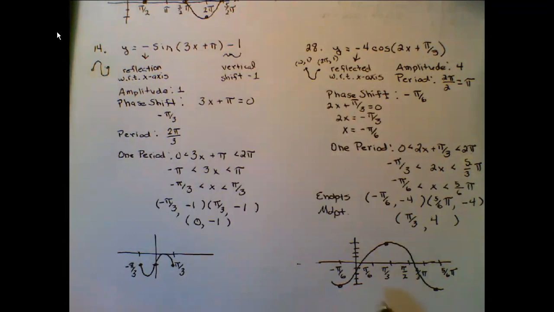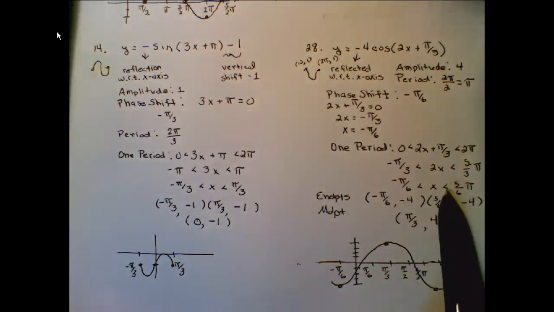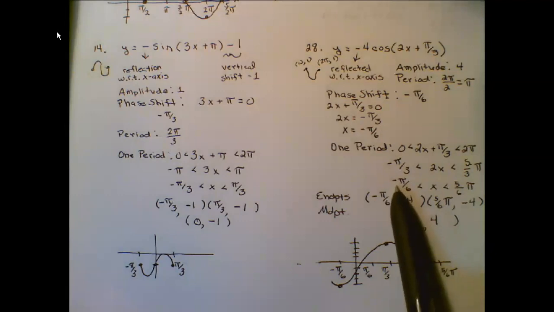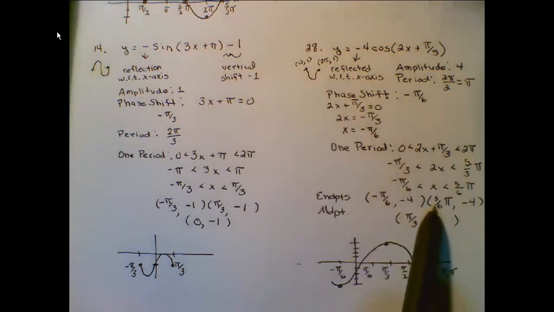Just a few double checks. Does that look like the graph of cosine flipped upside down like we knew it was supposed to be? Yes. Is the amplitude 4 like we knew it was supposed to be? Yes. Is the period pi like we knew it was supposed to be? If I subtract 5/6 pi minus negative 1/6 pi, that's 5/6 pi plus 1/6 pi, that's 6/6 pi, also known as 1 pi. And it is shifted pi over 6 units to the left.